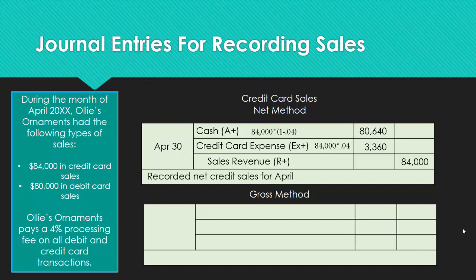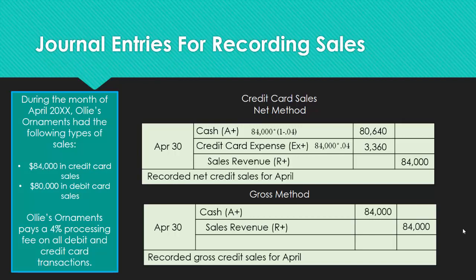If you were, however, to use the gross method, we wouldn't worry about the credit card expense at the time that we're making the sale. So we would record cash in full for $84,000 and sales revenue in full for $84,000 to record our gross credit sales for April. But what happens to the credit card expense? Later, when we get billed by the credit card company, we would take that money out of cash and put it into credit card expense. So essentially, using the gross method, you're going to end up at the same number.